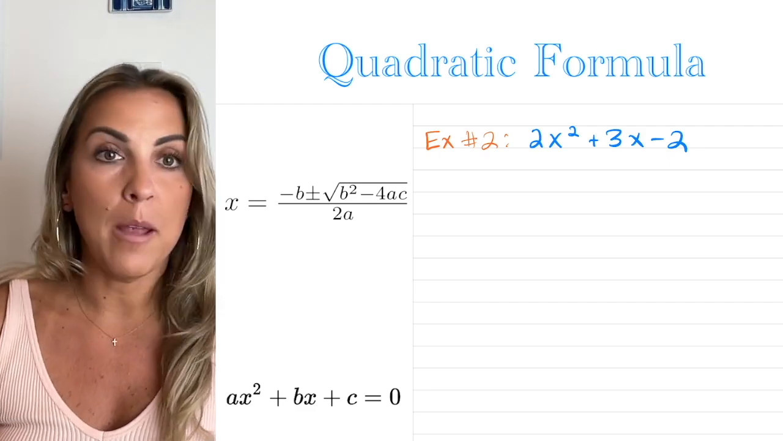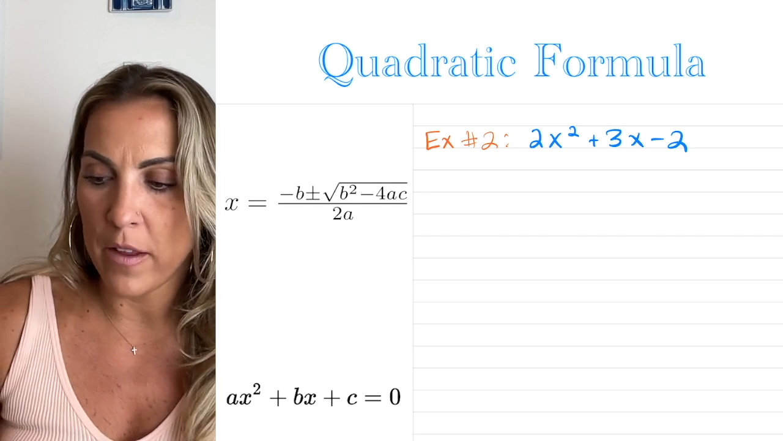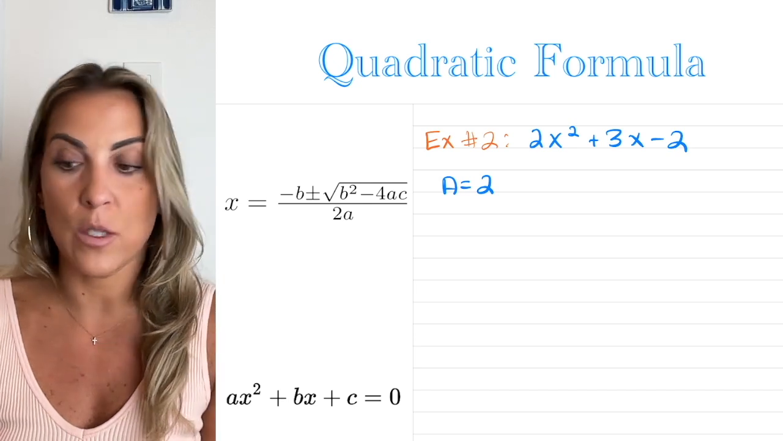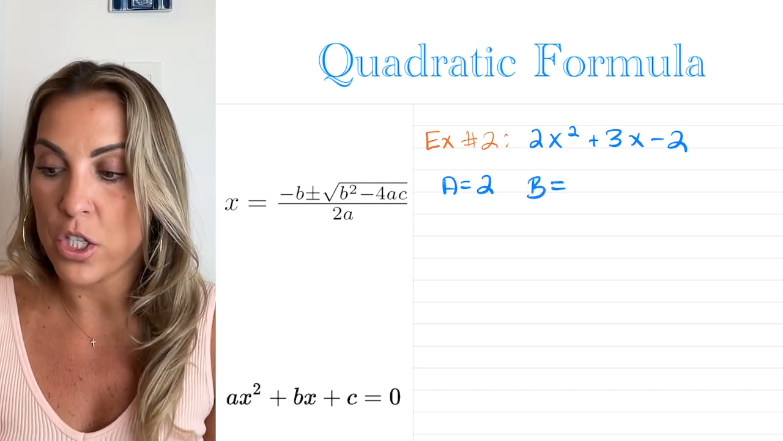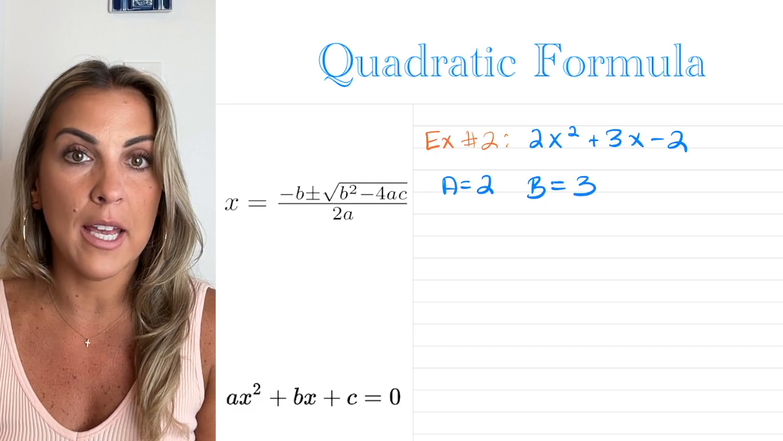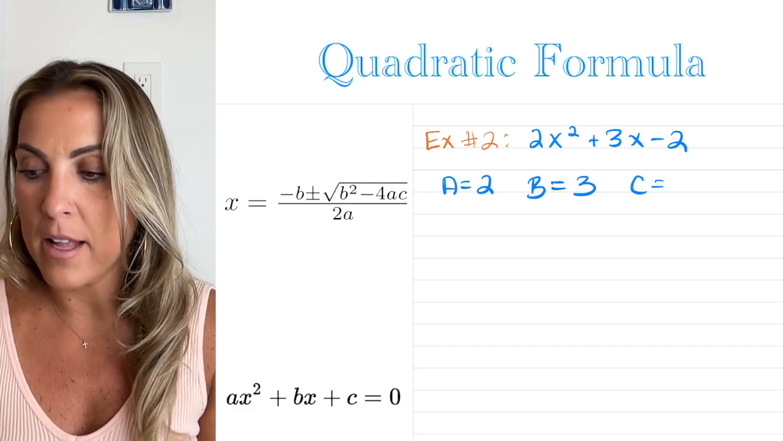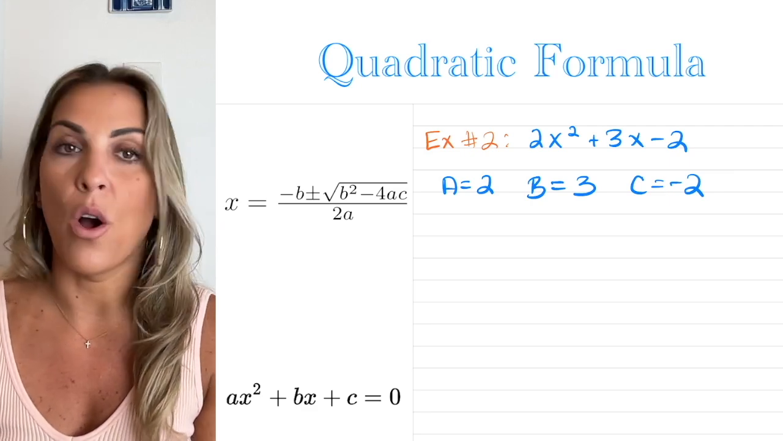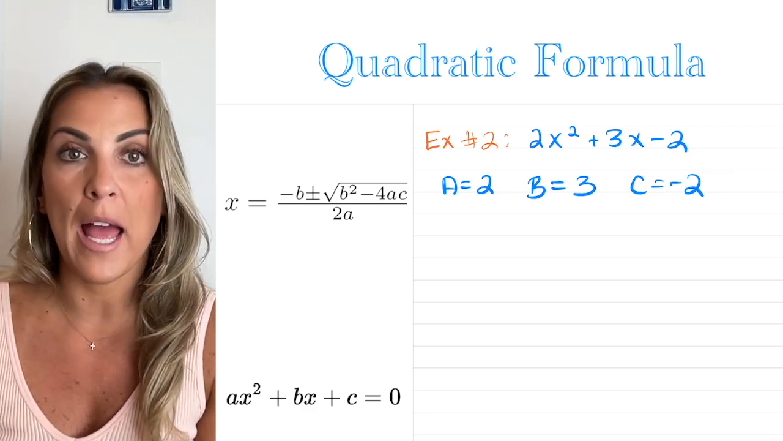All right, so a being the coefficient of x squared, I'm going to write them out this time. So my a in this case is 2. It's the coefficient of x squared. My b value is the coefficient of x, so it is 3 in this case. And my c is always my constant, so it is -2. All right, now that I've got the values, all that I have left to do is substitute and evaluate.